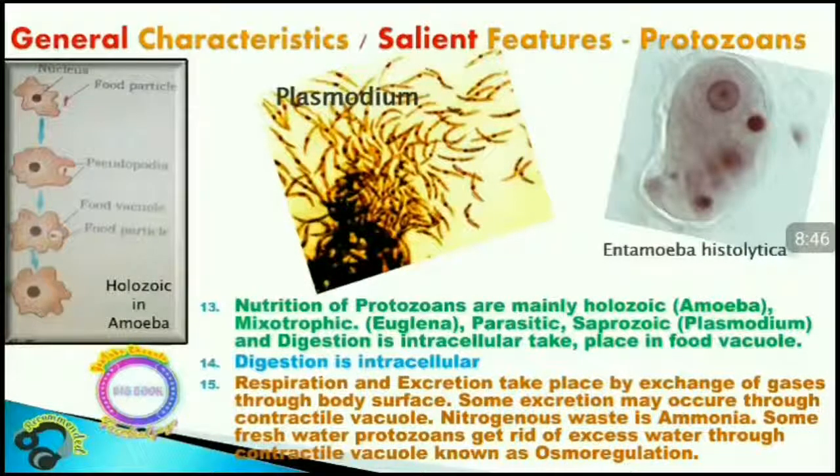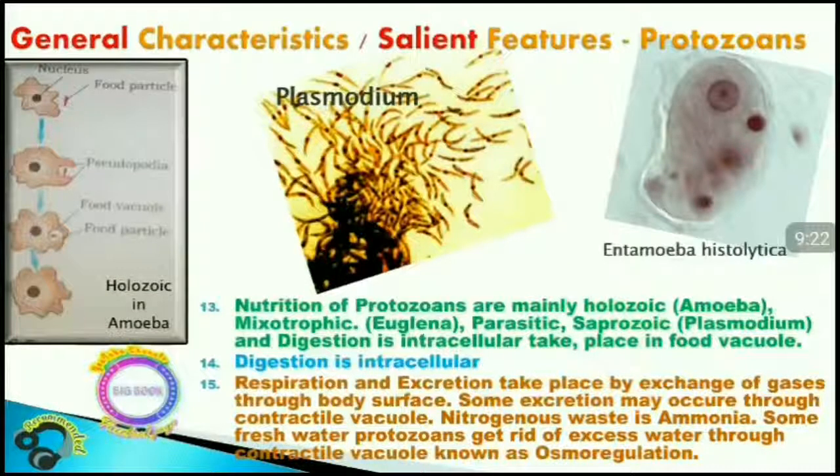And the next point is respiration and excretion, which takes place by exchange of gases through the body surface. Some excretion may occur through the contractile vacuole. Nitrogenous waste is ammonia. Some freshwater protozoans get rid of excess water through the contractile vacuole, known as osmoregulation. So here it is very clear that respiration is with the help of the exchange of gases through the body surface.